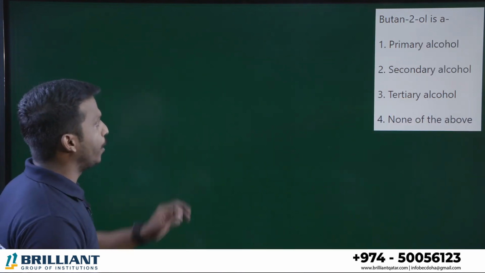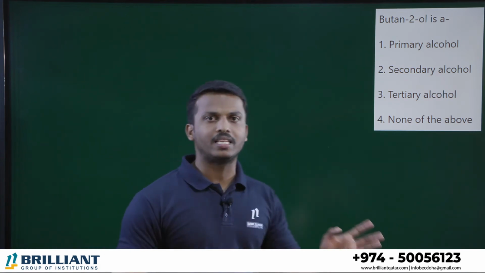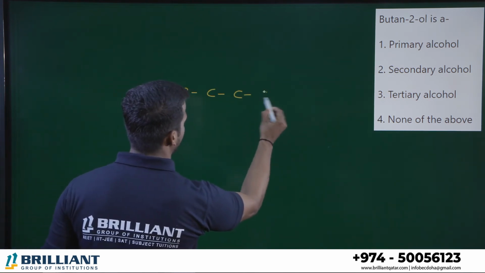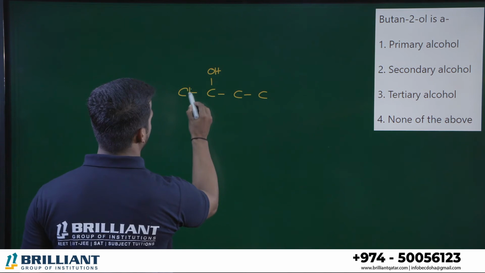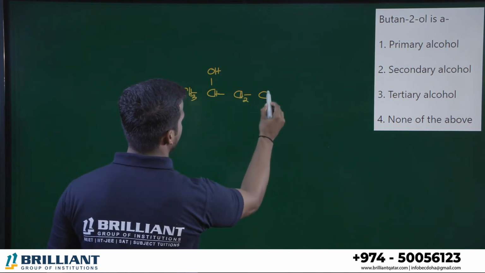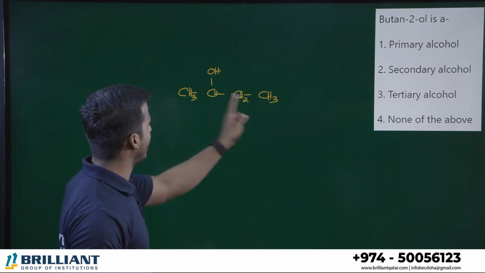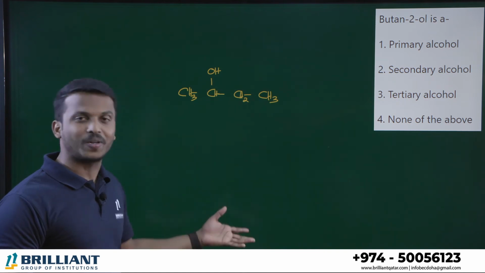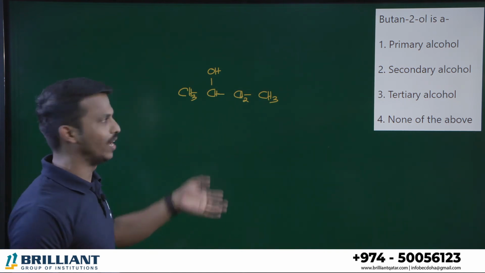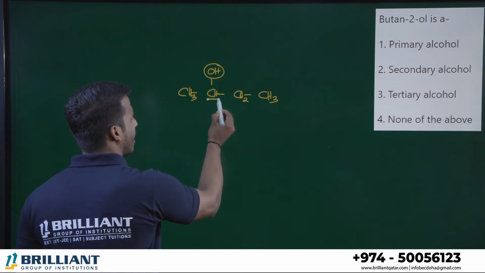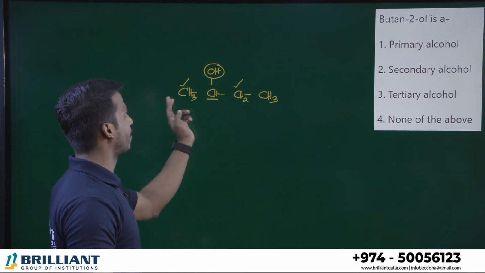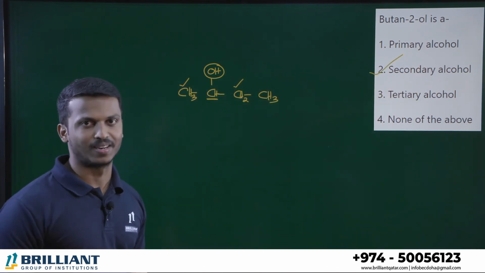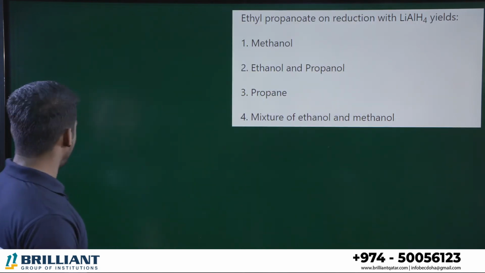Next question: butan-2-ol is a primary, secondary or tertiary alcohol? What is butan-2-ol? There are 4 carbon atoms. At the second position, there is an alcohol. CH3CH(OH)CH2CH3. This is called butan-2-ol. Is it a primary alcohol, secondary alcohol or tertiary alcohol? It's a secondary alcohol, right? Why? The OH connected carbon atom is directly connected to 2 carbon atoms. Therefore, it is a secondary alcohol. Option 2 is the correct answer. Hope you got it very fast. I'm going to the next question.